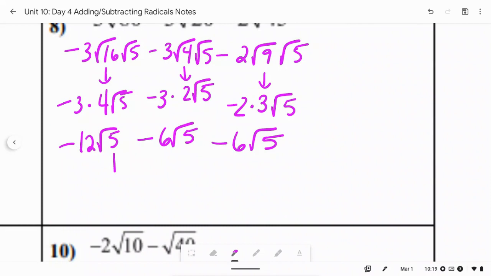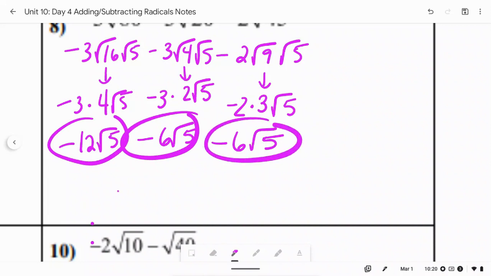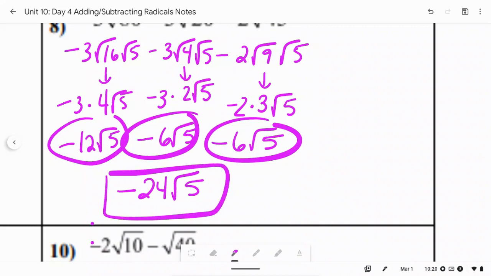So now they are all like terms. So I'm going to combine them. Negative 12 plus negative 6 plus negative 6 is negative 24 square root 5. And that's the final answer for number 8.